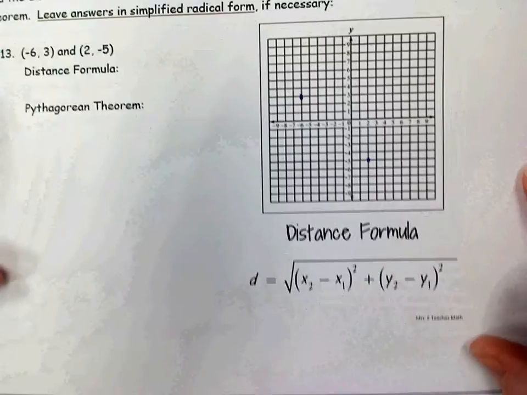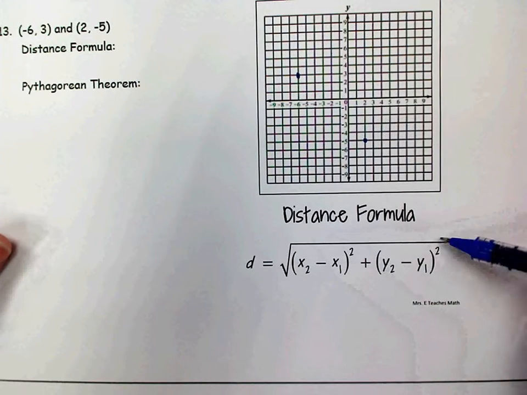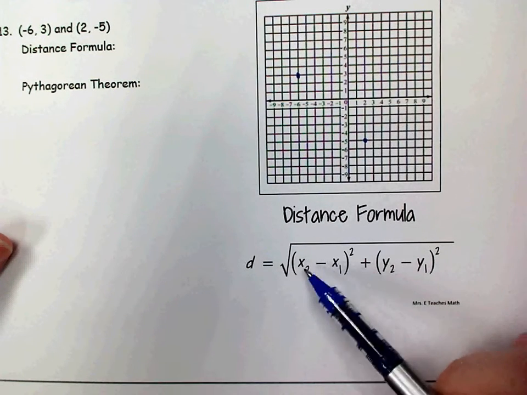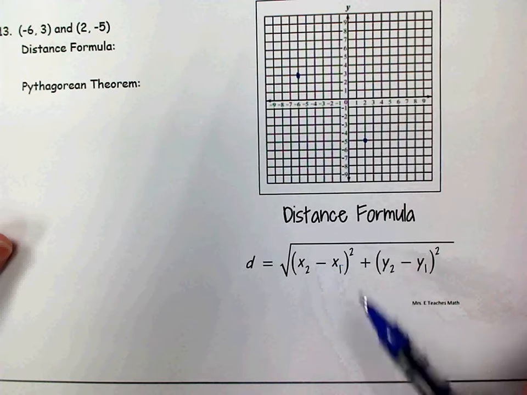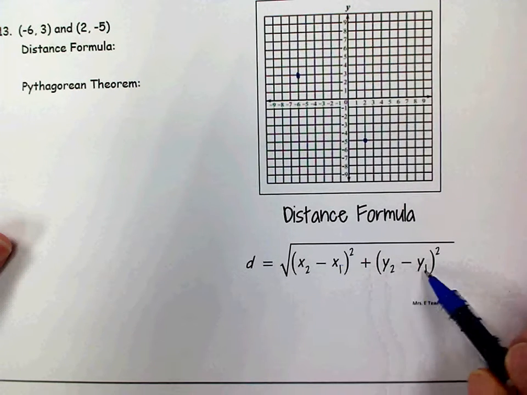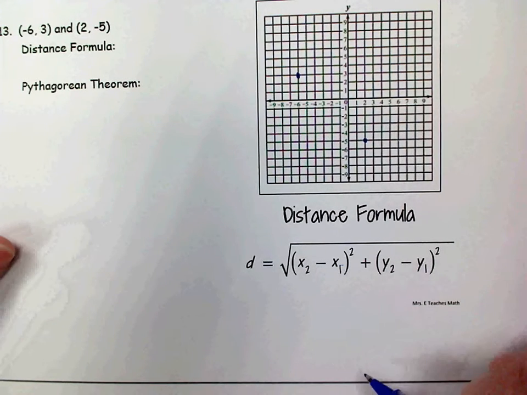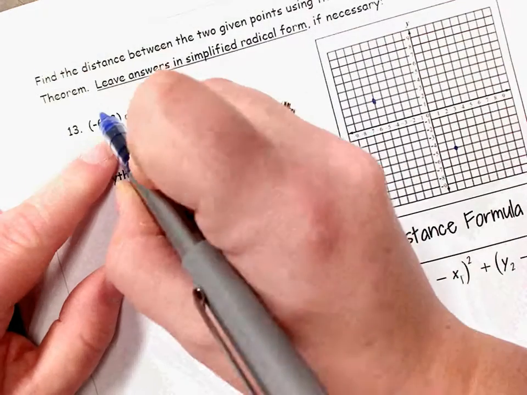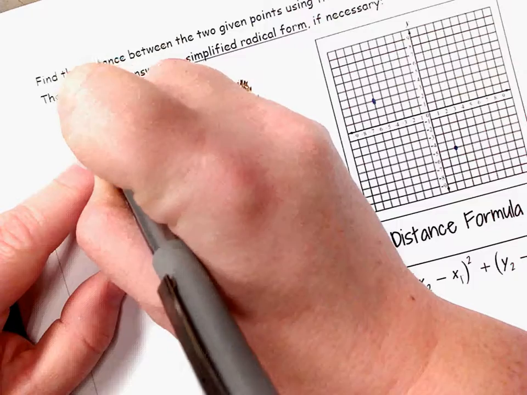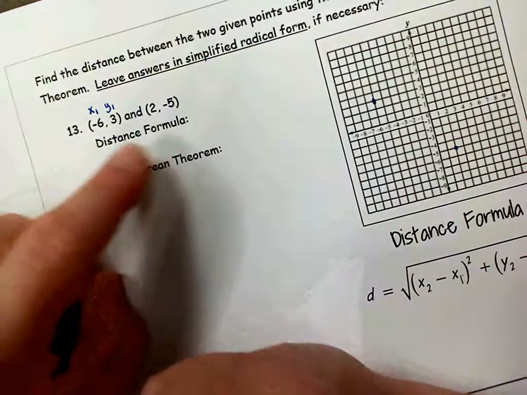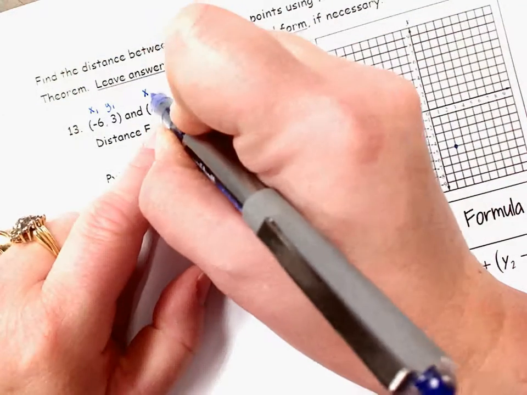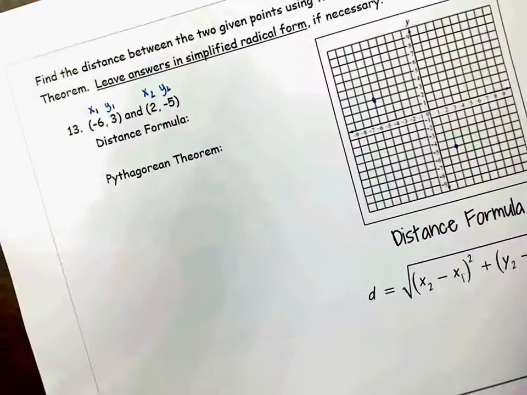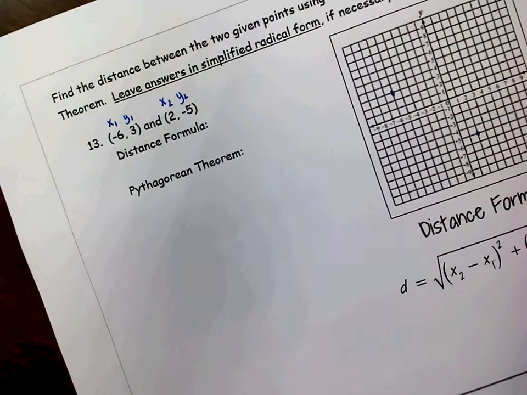Now the distance formula is the square root of the difference in your x coordinates, and you're going to square that, plus the difference in your y coordinates, and you're going to square that. Okay, so you can go ahead and label this. If this is your first point, this is your x1 and that's your y1. If this is your second point, this is your x2 and your y2. Okay, so you're ready to use the distance formula between those 2 points.